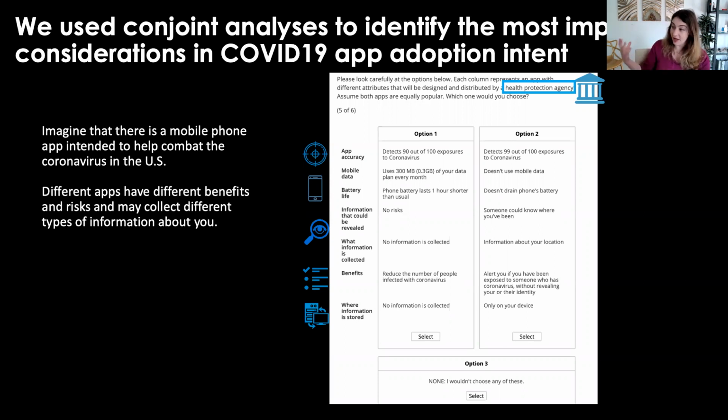So we didn't vary who the distributor was because at this point, the US had come out to say it was only going to come from health protection agencies. Assume both apps are equally popular, which one would you choose? And then we offered them different choices with different values for each of the features that we had identified based on people's descriptions were important to them in the prior research study.